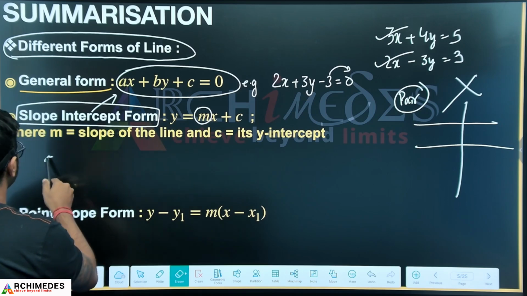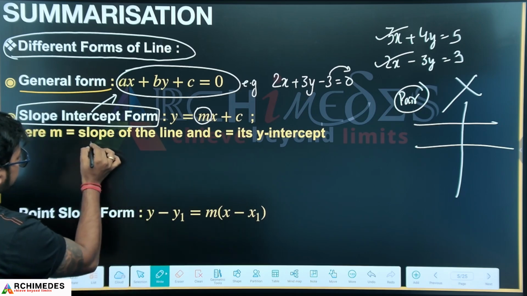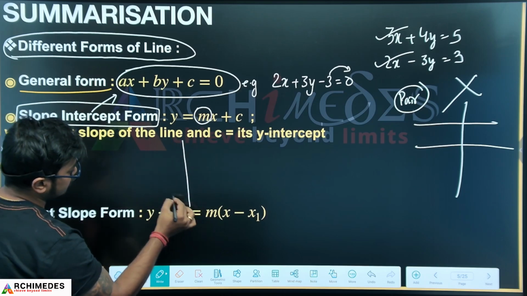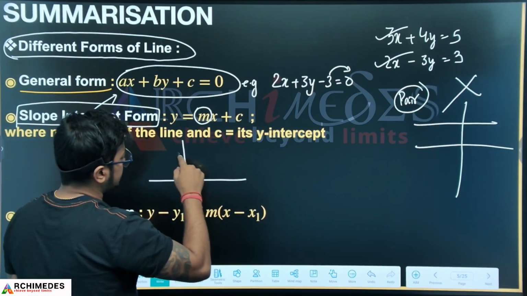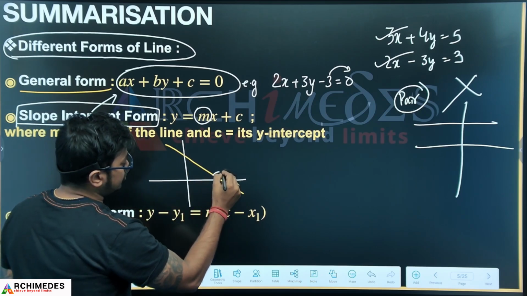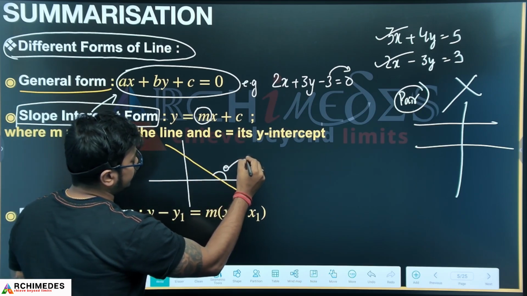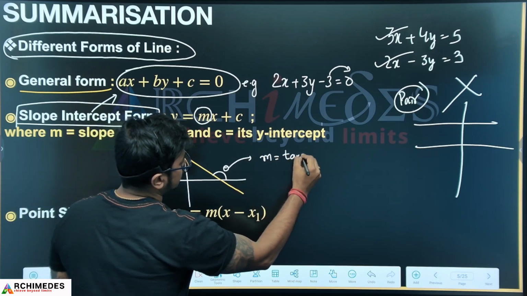Okay, suppose this is the x-axis and y-axis. Clear? And suppose the line cuts in this way. You know very well this angle is known as theta, and you know very well how to find out the slope. So m is equal to tan theta. In this way we'll find out the slope.